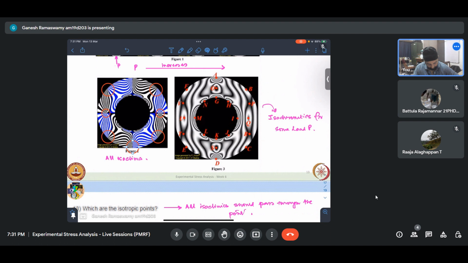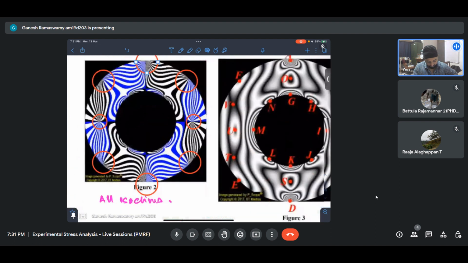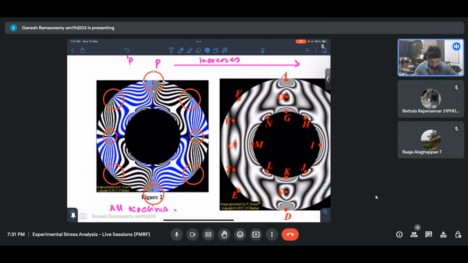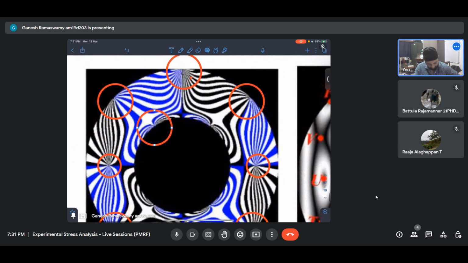For the moment, I will consider this to be the candidate and then remove it because this is the load application point. Let me zoom in a little. What else is there? Are there any other points for being named isoclinics, isotropic? If I take note of this point here, I'm able to see that here also all isoclinics seem to be emerging.